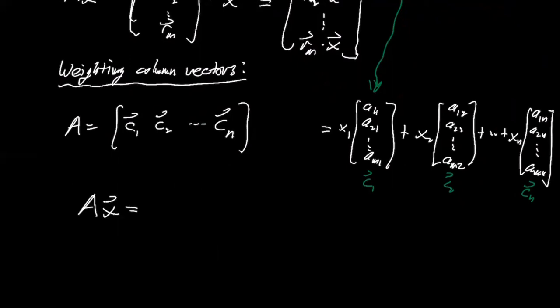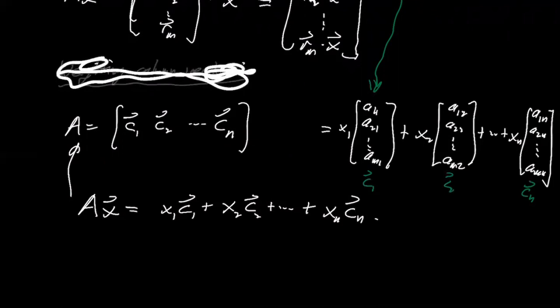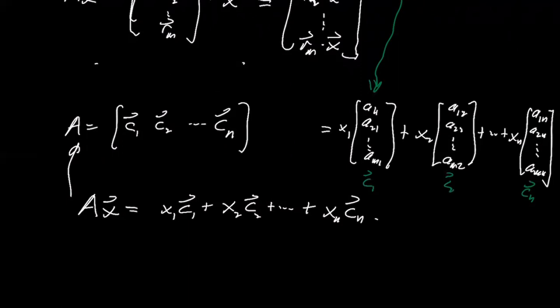So in fact, AX by definition, if A is written this way, we can think of it as x1 times C1 plus x2 times C2 through xn times Cn. So we can also think of it as a weighted combination of the columns of A. Maybe that's a better thing to write up here: weighted combination of the columns of A.